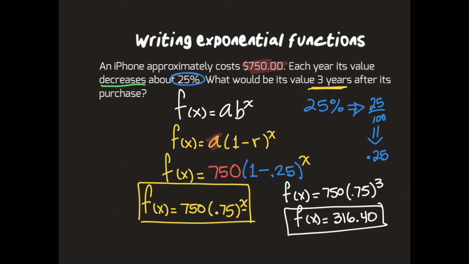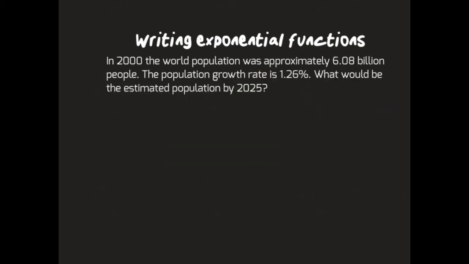Let's do one more example. In the year 2000, the world population was approximately 6.08 billion people. The population growth rate is about 1.25% per year. What would be the estimated population by 2025? The first thing we need to do before we start writing our equation is identify what kind of exponential behavior we have. And this one is an easy one because it's actually saying growth right there.